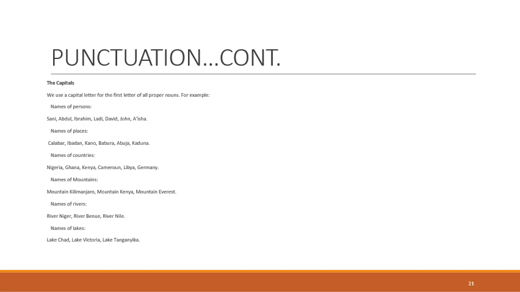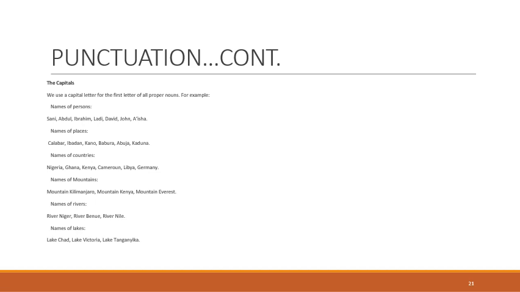Okay, the capital. We said, why do we use capital letters? We said we use a capital letter for the first letter of all proper nouns. For example, all names of persons are used with a capital letter at the beginning. We said Sani, Abdul, Ibrahim, Ladi, David, John, Aisha. The names of places, for example, names of cities, Benue, and what have you, are used with a capital letter. For example, Calabar, Ibadan, Kano, Abuja, Kaduna, and what have you. Names of countries, still another name of place. We said Nigeria, Ghana, Kenya, and what have you. And then important or prominent places like Mount Kilimanjaro, Mount Kenya, Mount Everest, and what have you.